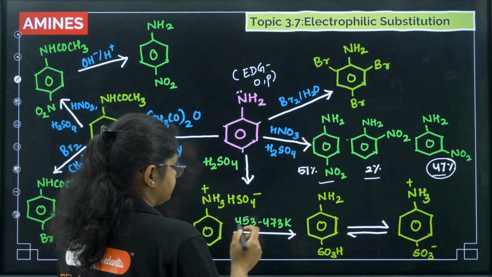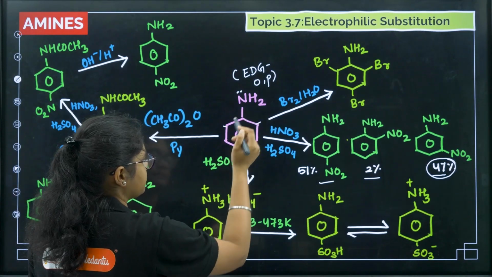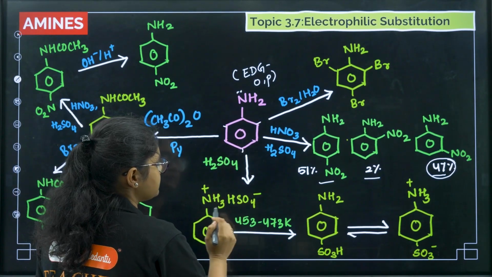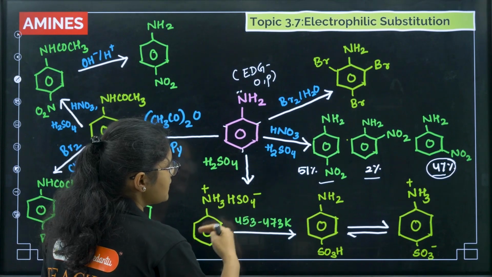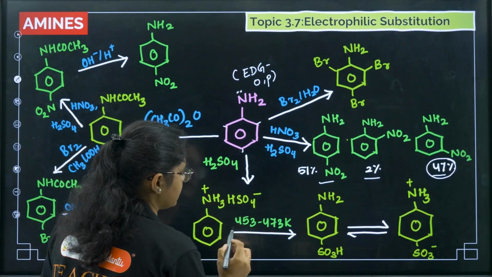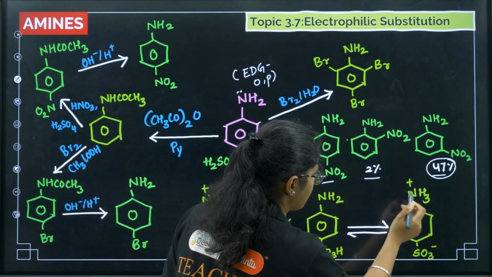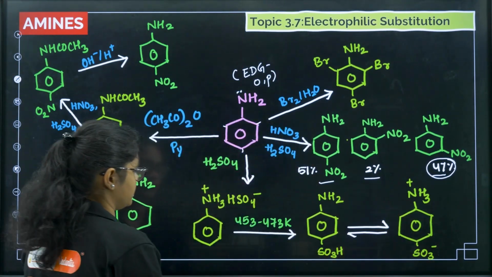Next, if you see for sulfonation, if you just use H2SO4, so this is a base, this is an acid, so what happens, we get a salt first and then there is some rearrangement and then we get SO3H here, and after that there is a proton transfer and we get this compound finally for sulfonation.